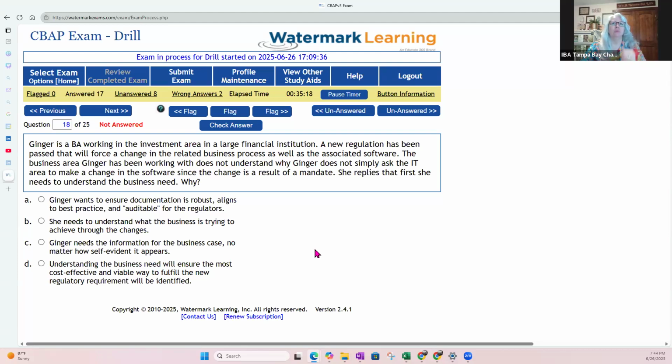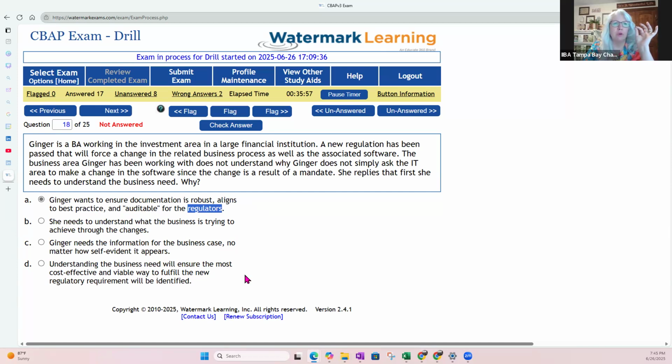Why? So, looks like she's trying to identify current state. Would y'all agree with that? Yes. Ginger wants to ensure documentation is robust, aligns to best practices, is auditable to the regulator. So we know there's regulators and we know they do audits. So that's interesting. She needs to understand what the business is trying to achieve through the changes. Ginger needs the information for the business case, no matter how self-evident it appears. Understanding the business need will ensure the most cost-effective and viable way to fulfill the new regulatory requirement.